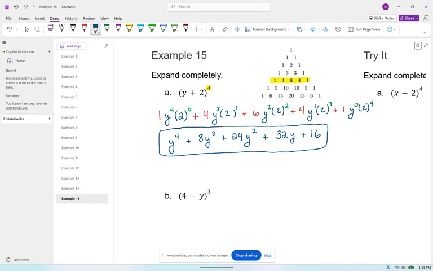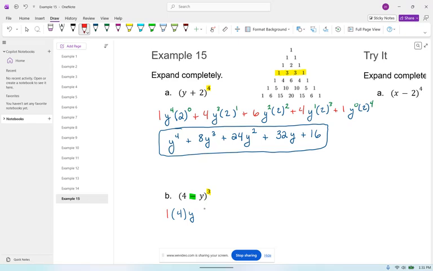Okay. Now on part B, let's see how it changes when I have a minus sign. Okay. So we're going to start off the same way. Our exponent is 3, meaning that we're going to use this third row. Okay, let's start off with our coefficients. So we're going to have 1, and then in parentheses, our first term is 4, and our second term is y. And now we have a minus sign.